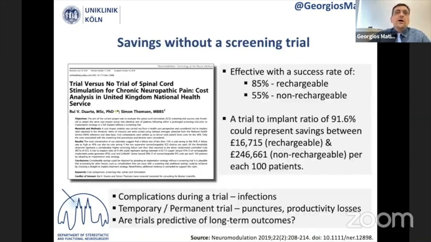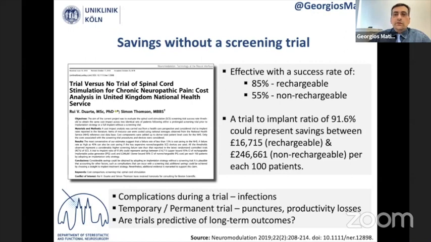The second reason why the more options we have with waveforms is really important is that we could not do the screening trials. There have been some publications, most of them are coming from the United Kingdom, and COVID has played a tremendous role. This is a very interesting publication from Duarte and Thompson.